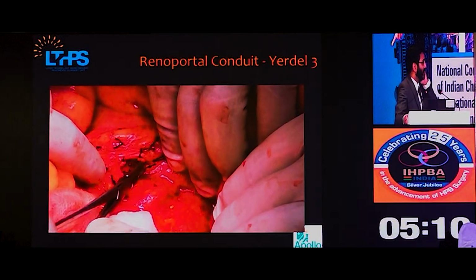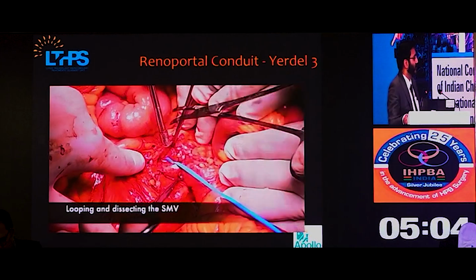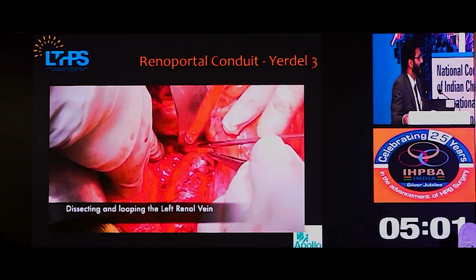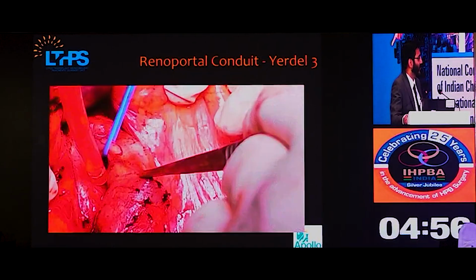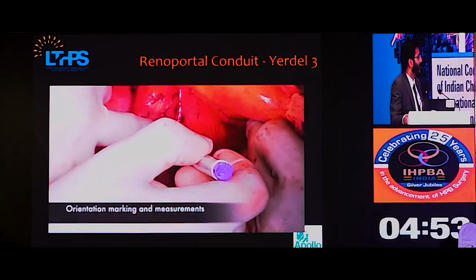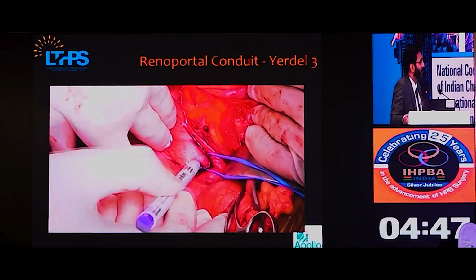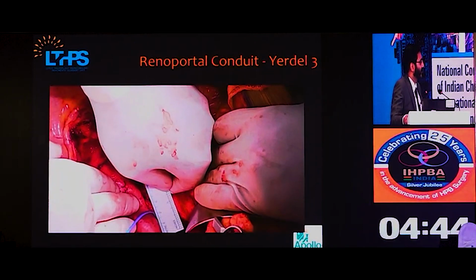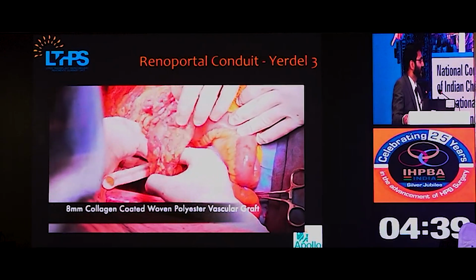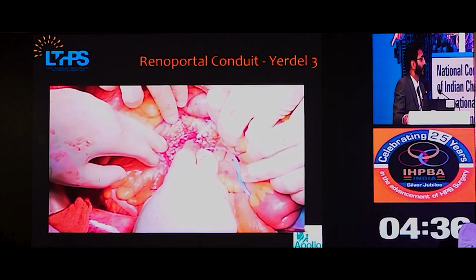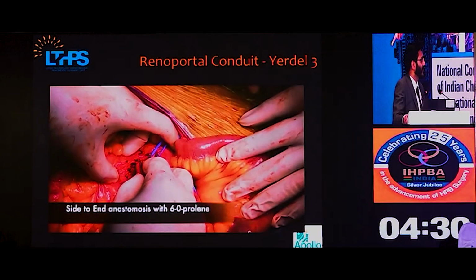So what we have done here is we have taken the inflow from the left renal vein. This is the looping of the superior mesenteric vein till the point where there is no thrombus. It's a slow, meticulous dissection which one has to do, and then again orientation sutures. This is the diameter of the vein we are measuring, and then we are using this graft. It is made up of bovine material. It's a woven graft, and Integrad is the name of the graft.